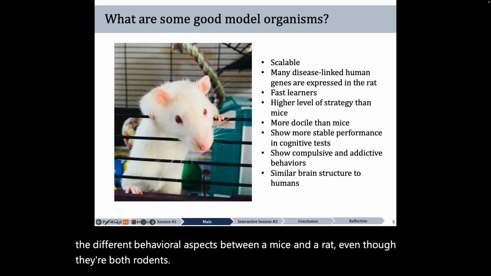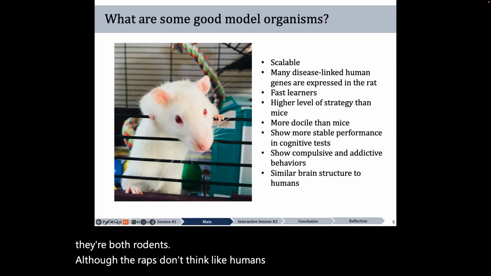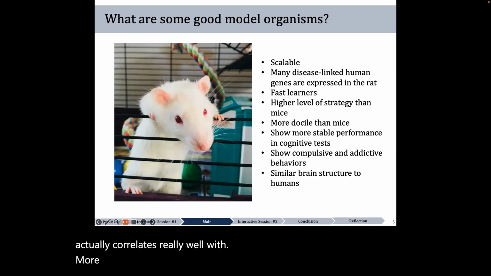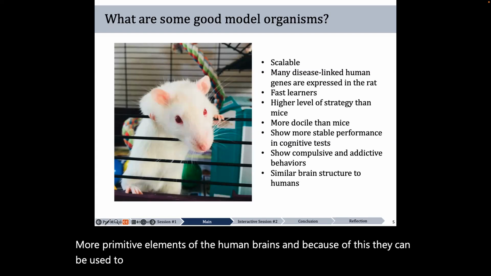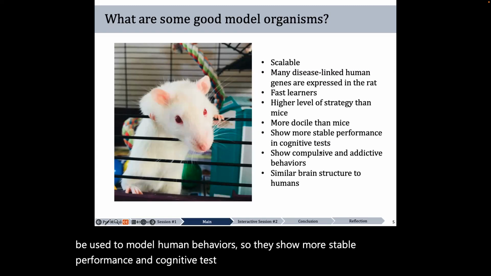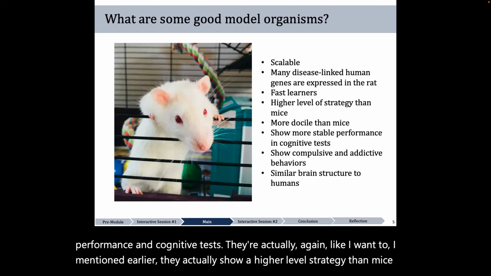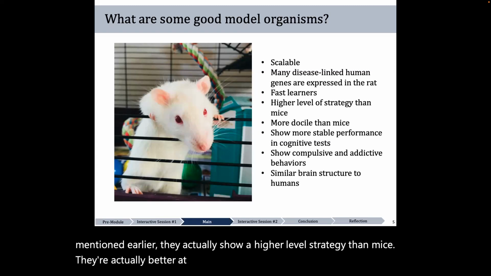Although rats don't think like humans, some of their brain structure correlates really well with more primitive elements of the human brain. Because of this, they can be used to model human behaviors. They show more stable performance in cognitive tests. Like I mentioned earlier, they show a higher level of strategy than mice. They're actually better at maze learning than mice are.